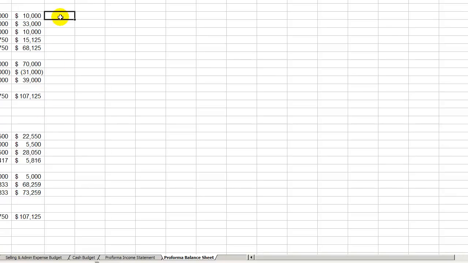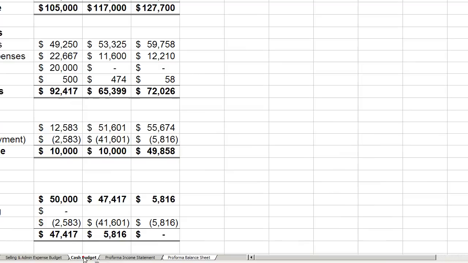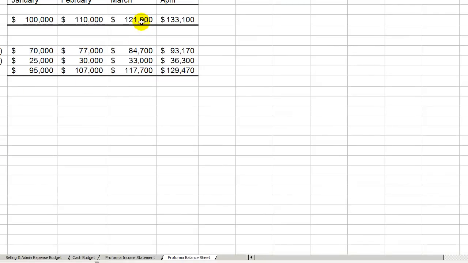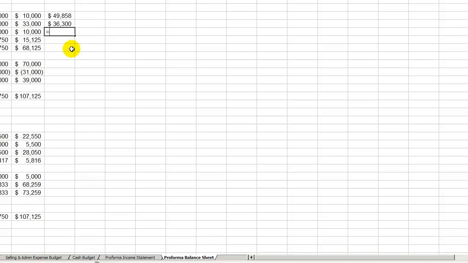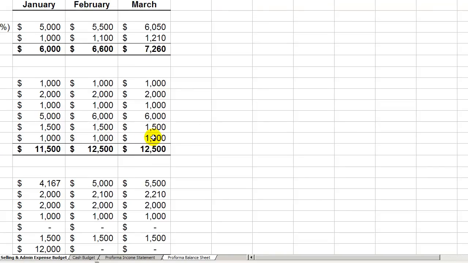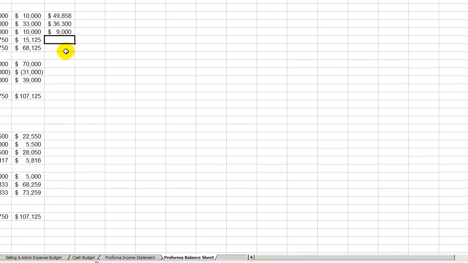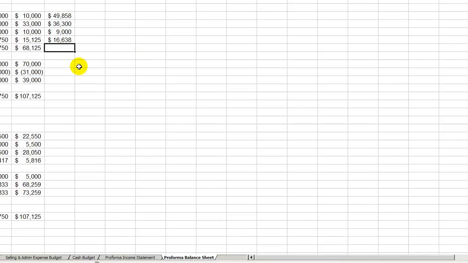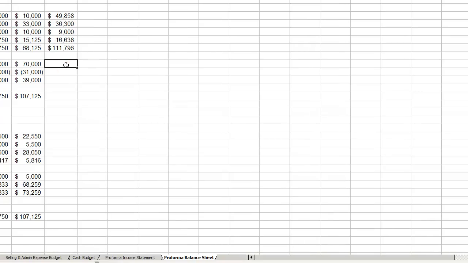One last time, ending balance of cash is $49,858. Accounts receivable, go to your sales budget. It's the amount of March's sales you haven't collected yet. Prepaid insurance is equal to your beginning balance minus the amount of insurance you've expensed during the month. Inventory is equal to your desired ending inventory for March. Total current assets, sum of those 4 current assets.